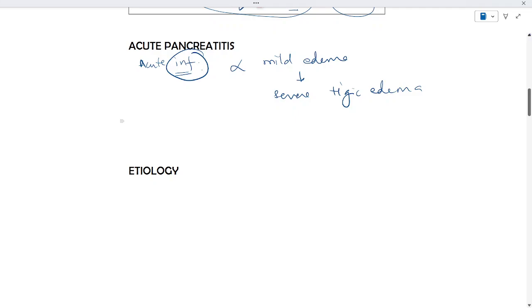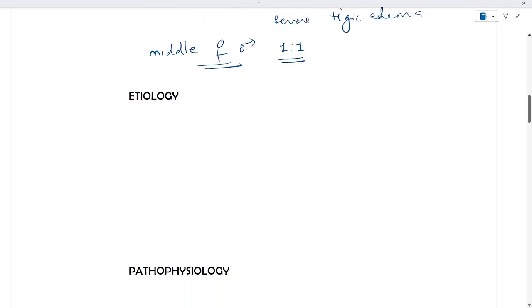Incidence, if we see, most commonly it is affecting middle-aged men and women, affecting male and female equally, that is a 1:1 ratio is seen in cases of acute pancreatitis. If we talk about the etiology, the very common mnemonic used for remembering the etiological factors of pancreatitis is "I GET SMASHED". I also have uploaded a short regarding the same.